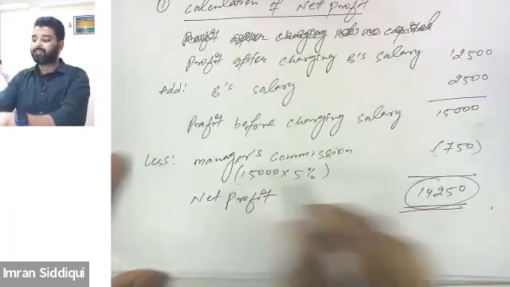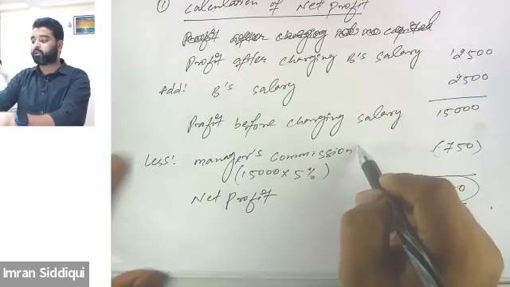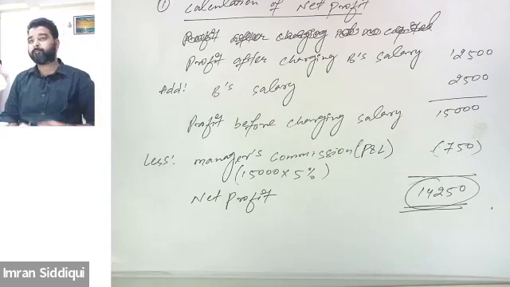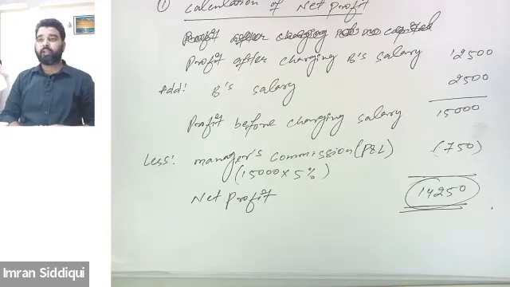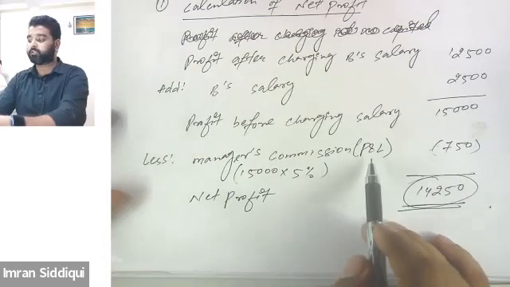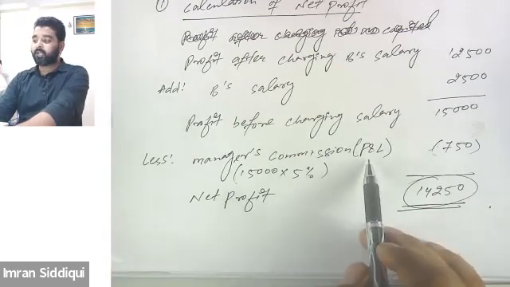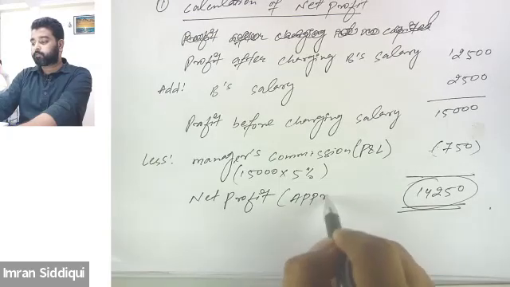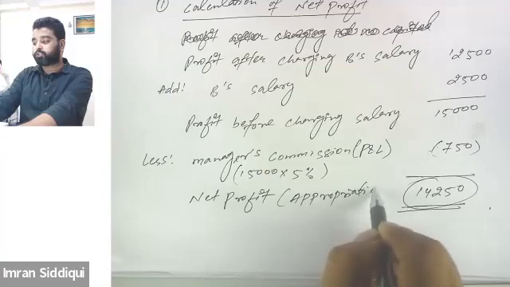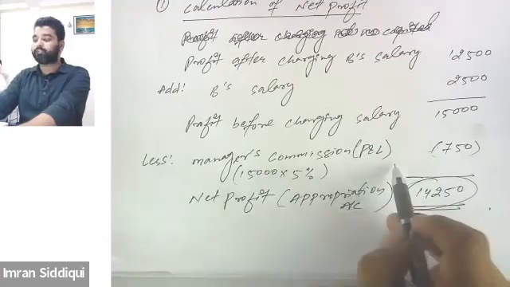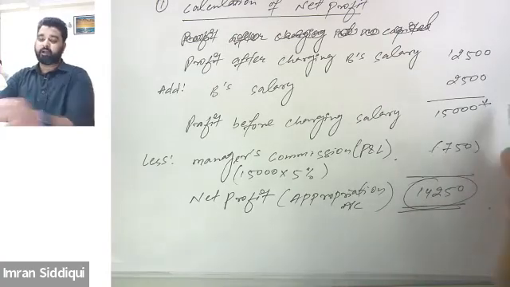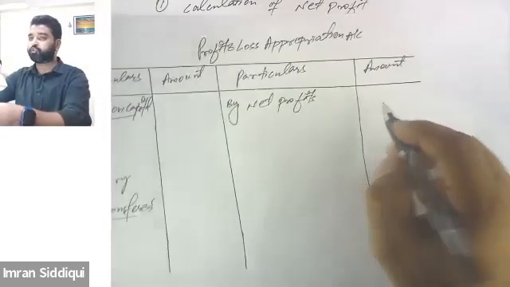Now, this manager commission needs to be recorded under the P&L account. It will not be recorded under the P&L appropriation account. Why? Because it is not a partner related expense. It is a manager related expense. So we will be recording it under the P&L account. Since it is a P&L item, to find out the net profit that will be transferred to the appropriation account, we will further subtract the manager commission out of this profit. Ultimately, we need to decide how much profit we should write here.